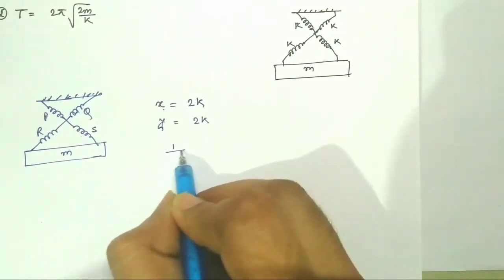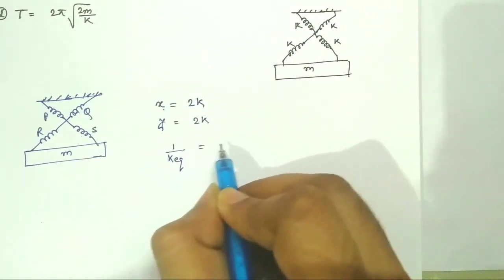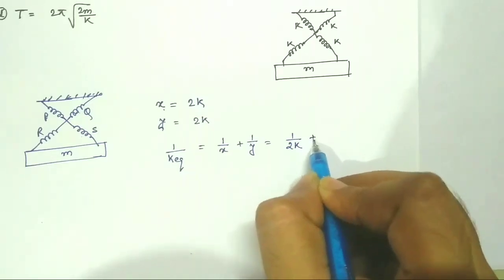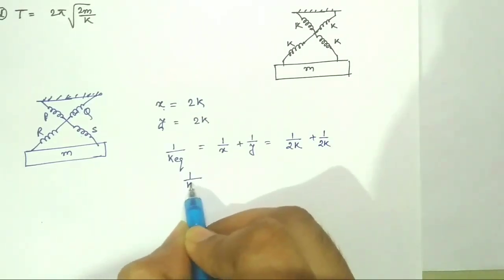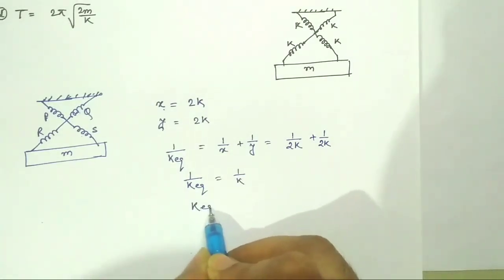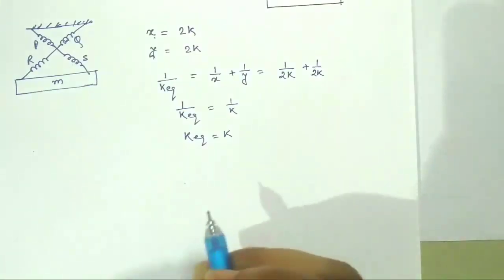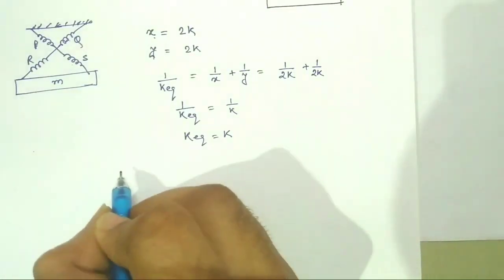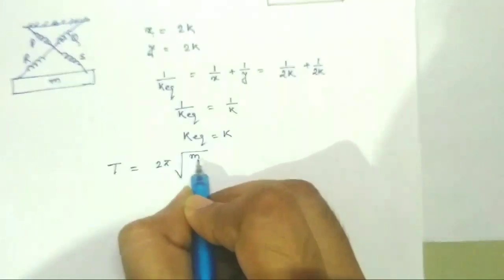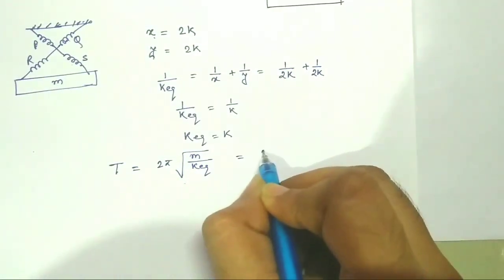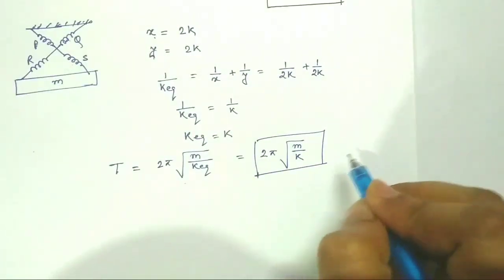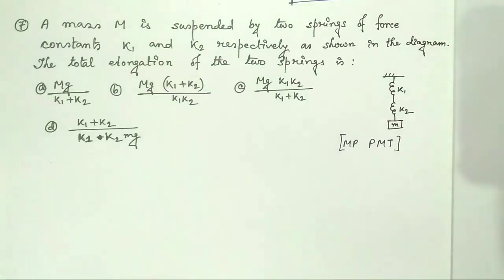In that case, the equivalent force constant will be given by 1 by K equivalent equal to 1 by X plus 1 by Y equal to 1 by 2K plus 1 by 2K. That is, 1 by K equivalent will be equal to 1 by K and K equivalent equal to K. Since the time period of the oscillation is asked, hence the time period of the oscillation will be given by T equal to 2 pi root over of m by K equivalent, or 2 pi root over of m by k. That is option C.